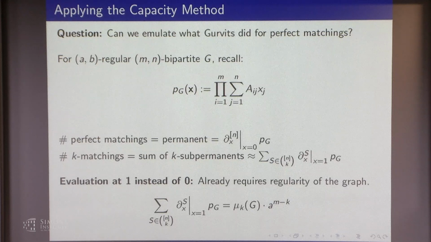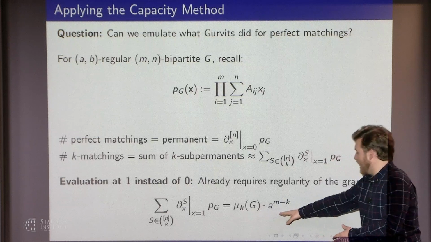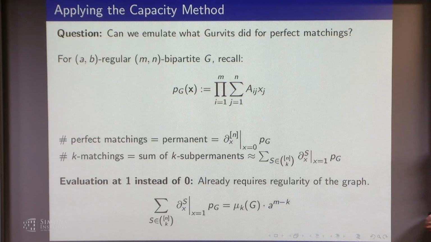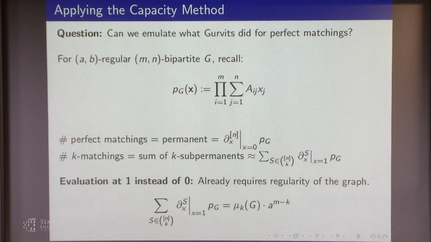And we know that each of those linears have terms that sum to A. Right? We had this A regularity property. Okay? So applying this to PG is just going to give us the number of k matchings times some extra factor that comes from the fact that we had to plug in 1. Okay? But the note here is that already we're requiring regularity of the graph. Before, just writing this down for any matrix was computing the permanent.